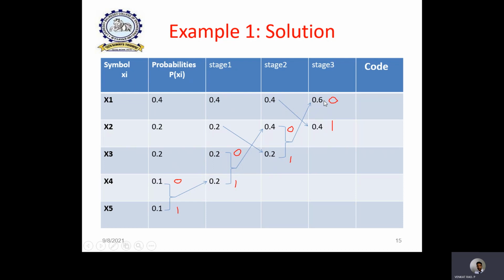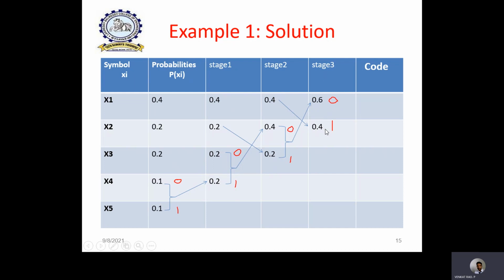So 0.6 is the highest, so that is placed at the top. 0.4 will be lower than 0.6, so 0.4 will come below this 0.6. That's why we need to indicate with the arrow. So 0.4 will come here, and 0.6 will come here. Next, repeat the procedure.